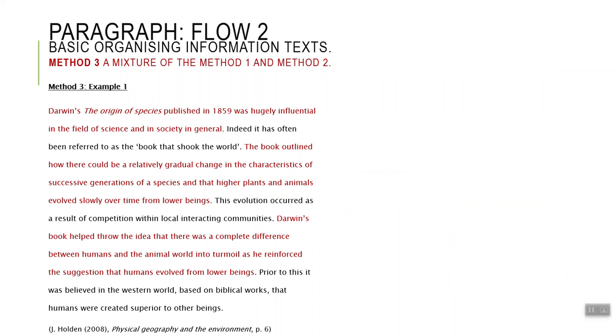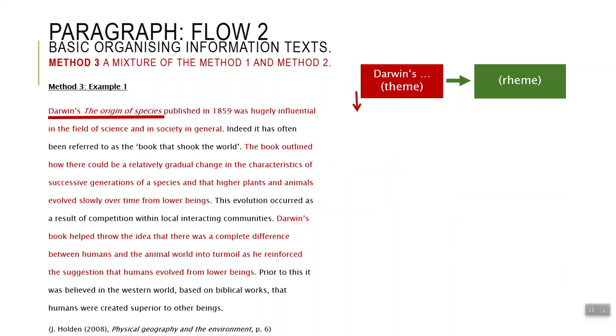The only time your work cannot be improved is when it's already uploaded or handed in to your professor or teacher or lecturer. So let's look at method 3, sample 1. There are 1, 2, 3, 4, 5, 6 sentences. It's about Darwin's book. Darwin's The Origin of Species, published in 1859, was hugely influential in the field of science and in society in general.